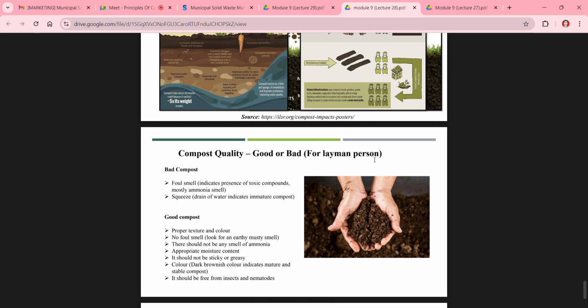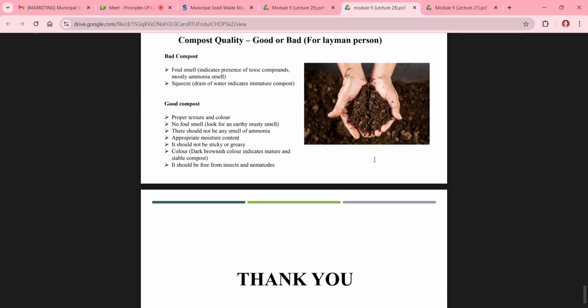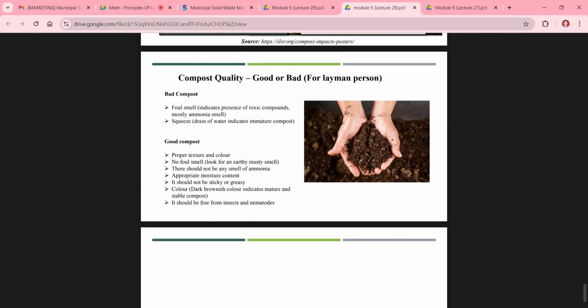Okay. For some basic physical testings, which we can do with bare hands, we do not need any laboratory testing. So that can be checked according to these parameters. Bad compost will contain a foul smell. Generally, a foul smell in any compost material indicates the presence of some toxic compounds, and mostly it is due to the presence of ammonia which has not decomposed during the composting process. For a proper composting process, that ammonia has to be fully decomposed into nitrogen and hydrogen.